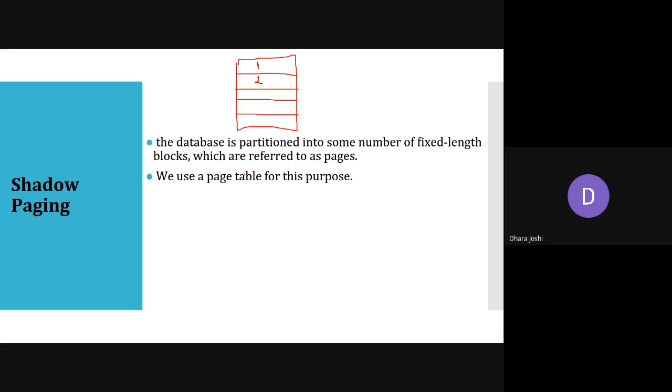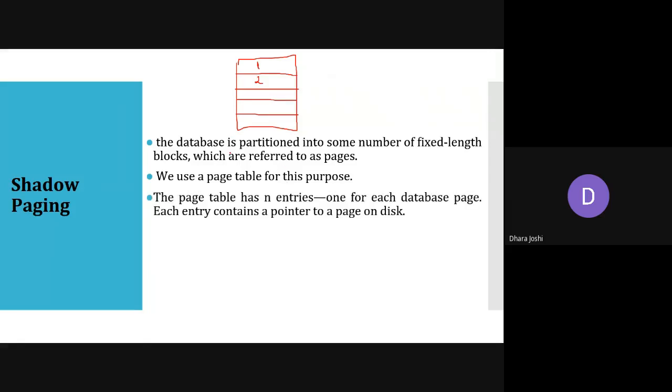And we are using a page table for this purpose, because the page table is having the reference of which page. If you are using an index in your regular book, like chapter 1 starts from this page number, chapter 2, likewise. So we are having a page table which has the information regarding how many pages are there and which page needs to be accessed as per the requirement. So the page table, suppose, is having n entries. So in total there are n entries, one for each database page. Each entry contains a pointer to a page on the disk.